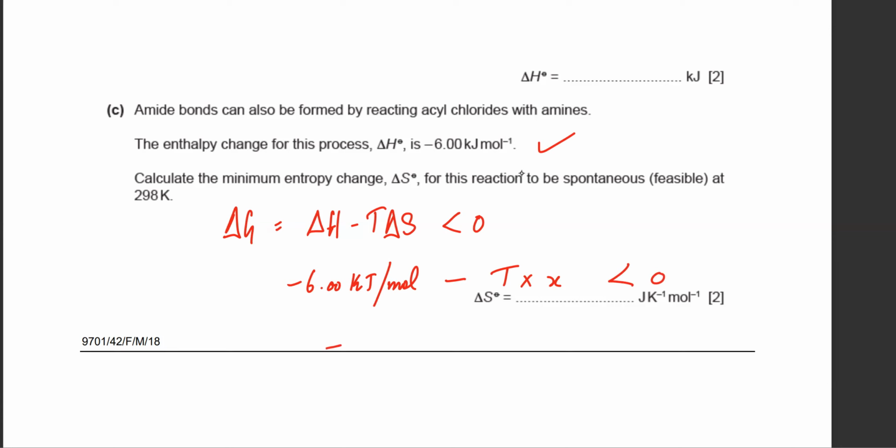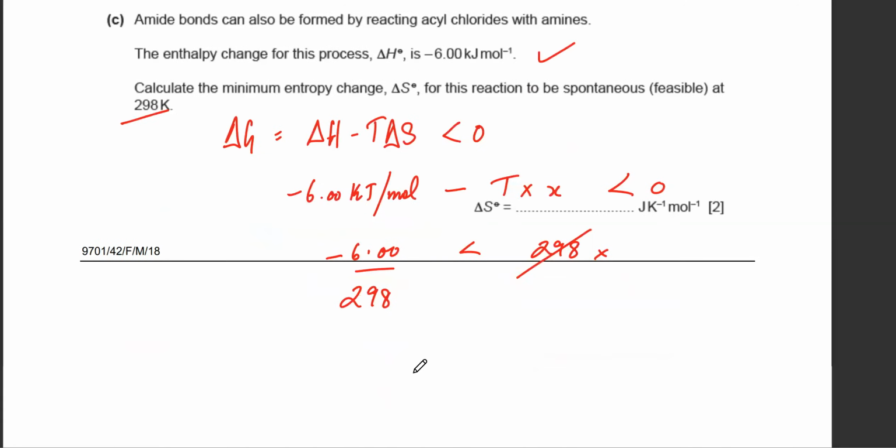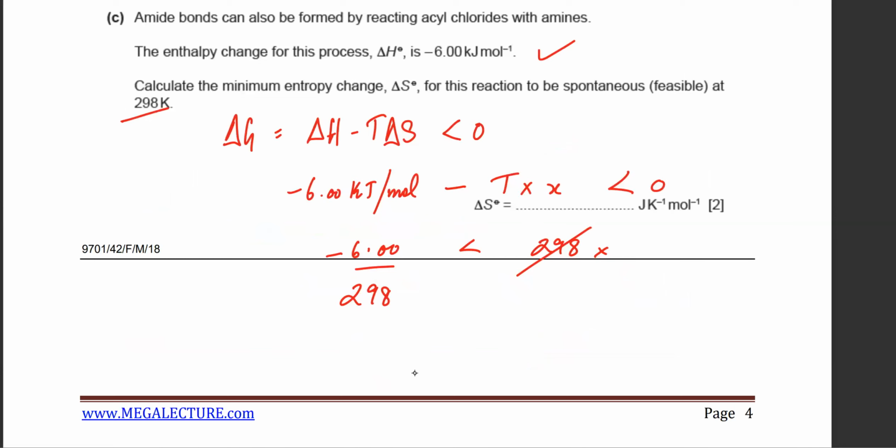Now, if I solve this, it's minus 6 on one side. The temperature is given, that's 298 Kelvin. If I take that to the other side, that's 298x, and the inequality sign is not going to change. Remember, whenever you change the sign, the inequality changes. This is in kilojoules because you took enthalpy change in kilojoules. So your delta S, which was X, came out to be greater than or equal to minus 6 divided by 298, and it's in kilojoules per mole per Kelvin. Is this clear?